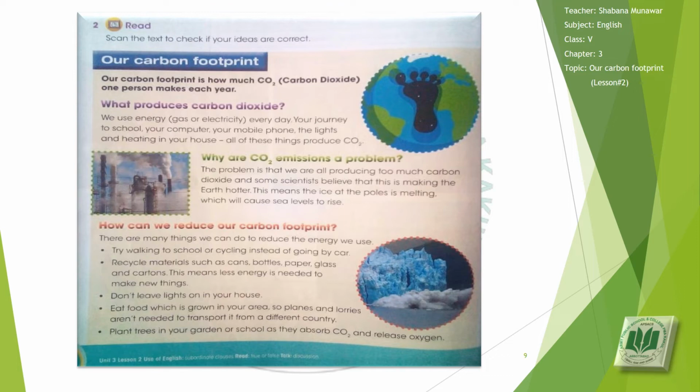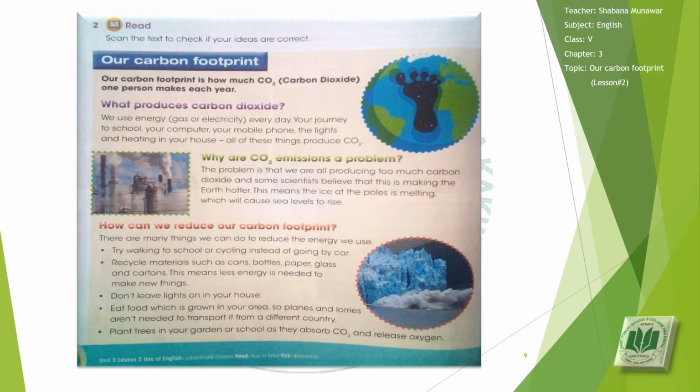The problem is that we are all producing too much carbon dioxide, and some scientists believe that this is making the earth hotter. This means the ice at the poles is melting, which will cause sea levels to rise. How can we reduce our carbon footprint? There are many things we can do to reduce the energy we use.